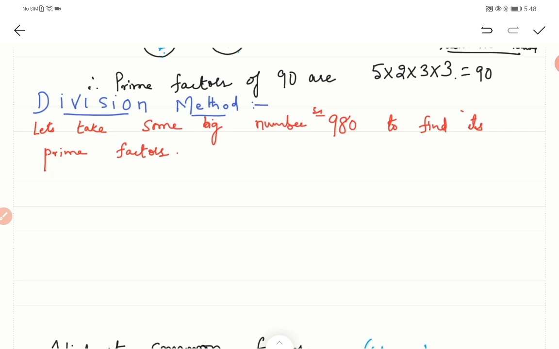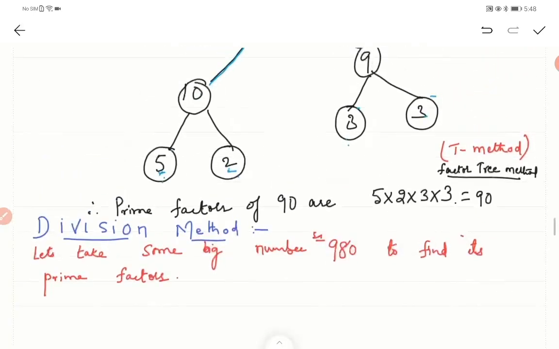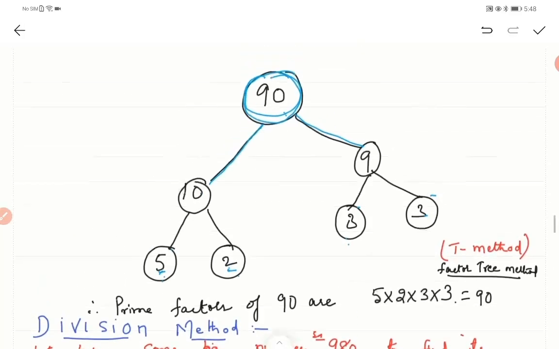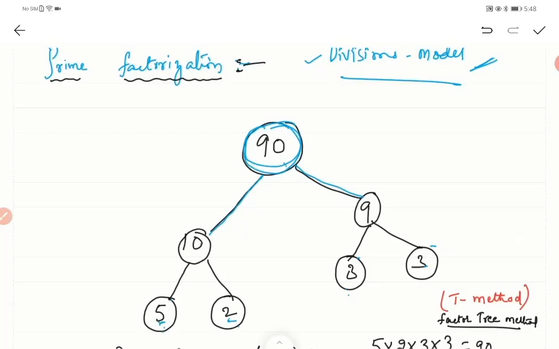So I'm back again with a new video. We were learning about the prime factorization methods, isn't it? We had seen one method of how to do prime factorization and get prime factors. That is your T model or tree model. You call this the factor T model, that is T for tree.